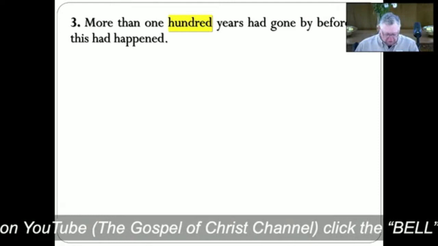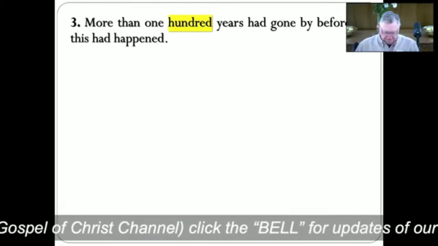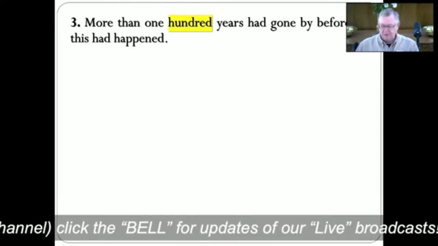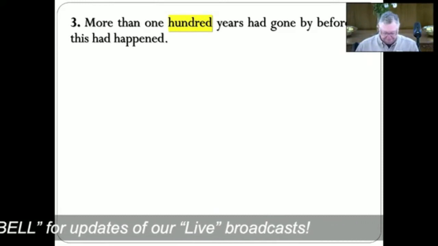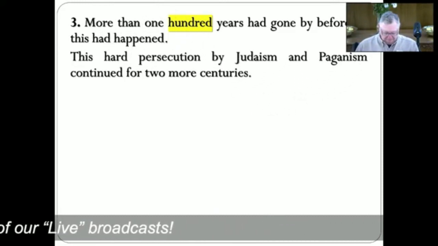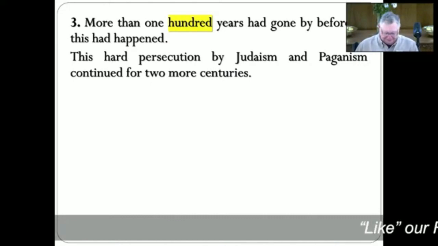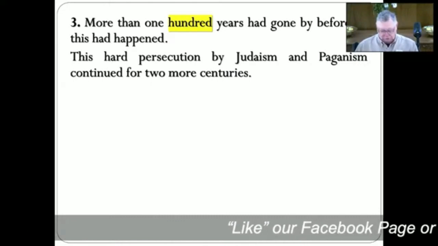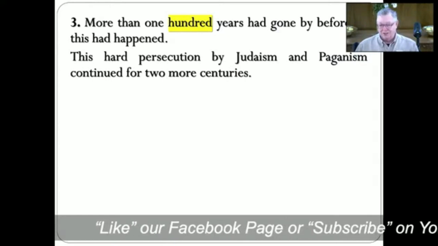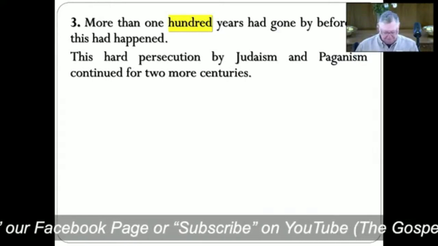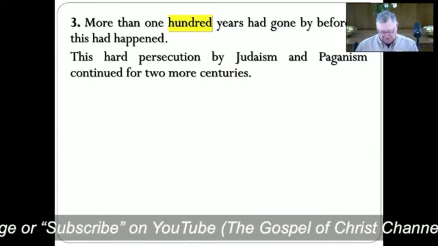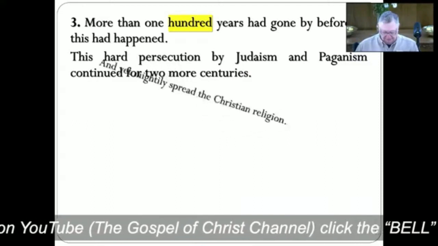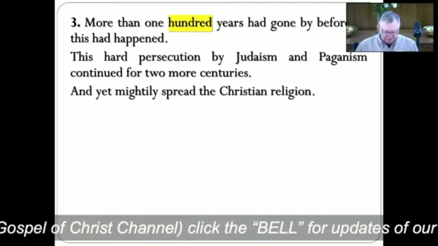More than 100 years had gone by before all this had happened. This hard persecution by Judaism and paganism continued for 2 more centuries. You'll see that on the chart. And yet it mightily spread the Christian religion.